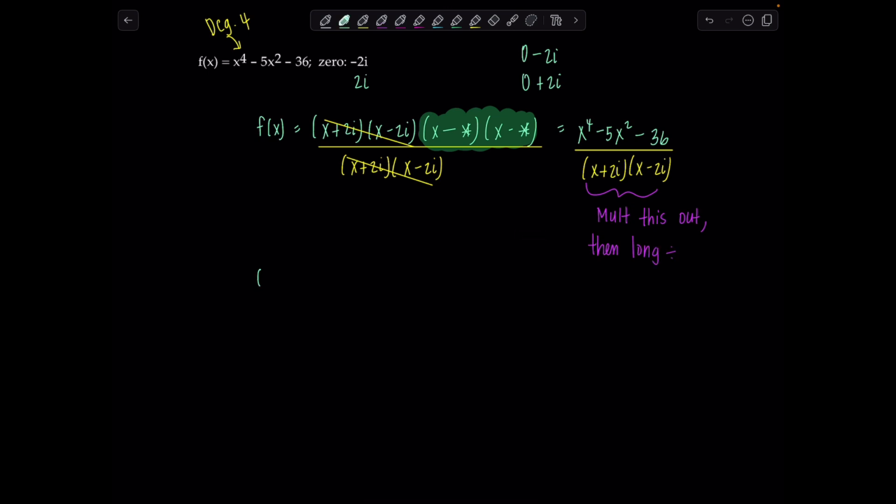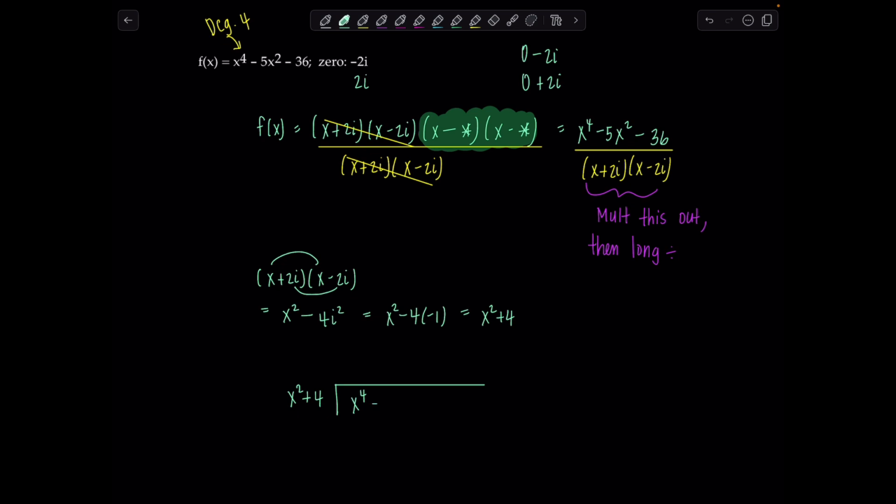So x plus 2i times x minus 2i, that's actually not bad to multiply out because they're conjugate pairs, right? So that's going to be x squared minus 4i squared. And then remember, i squared is negative 1. So this becomes x squared plus 4. That's our divisor, and we divide it into the original polynomial f of x, which is x to the 4th minus 5x squared minus 36. Technically, I should be putting placeholders, but I don't really need them.